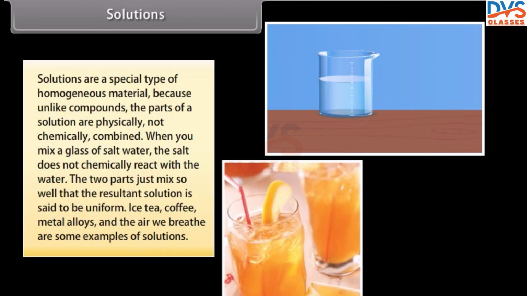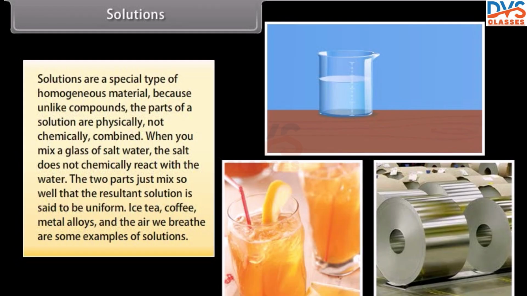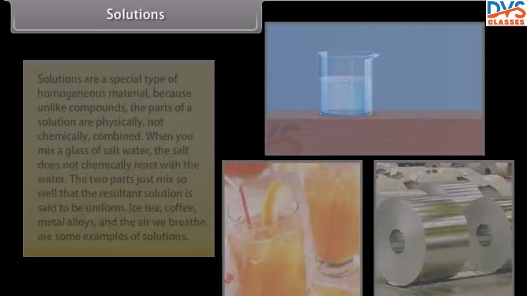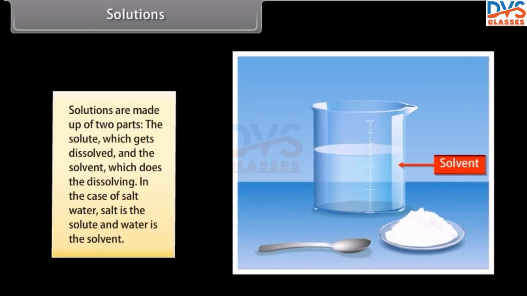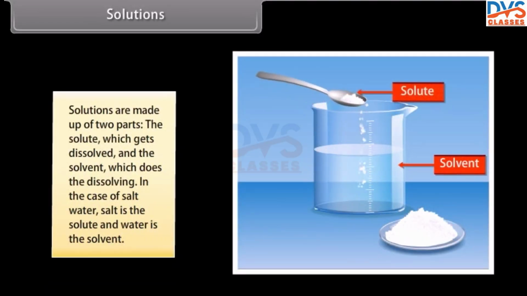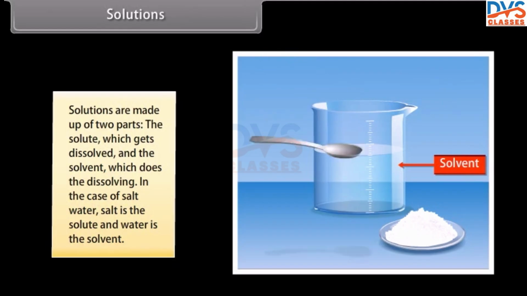Iced tea, coffee, metal alloys, and the air we breathe are some examples of solutions. Solutions are made up of two parts: the solute, which gets dissolved, and the solvent, which does the dissolving. In the case of salt water, salt is the solute and water is the solvent.